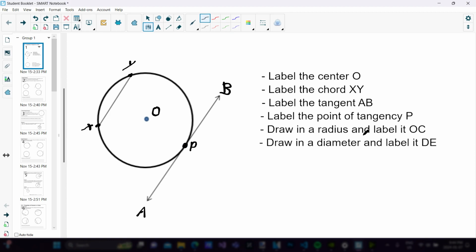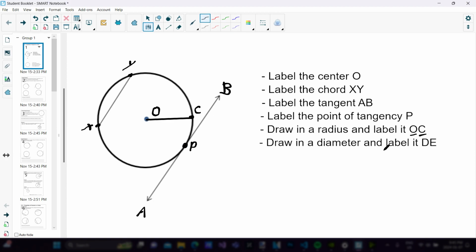So that point P is right there. Draw in a radius and label it OC. So a radius is from the center of the circle, so this dot, to any point on the circle. As long as you start from the center and touch an edge of the circle, you've drawn a radius. So it goes from O to C. O is right here, so this point must be C.